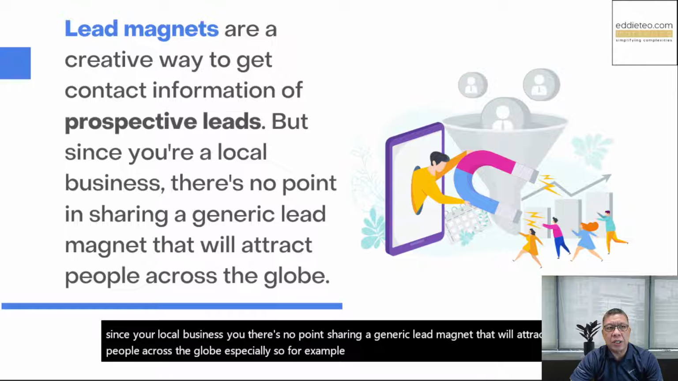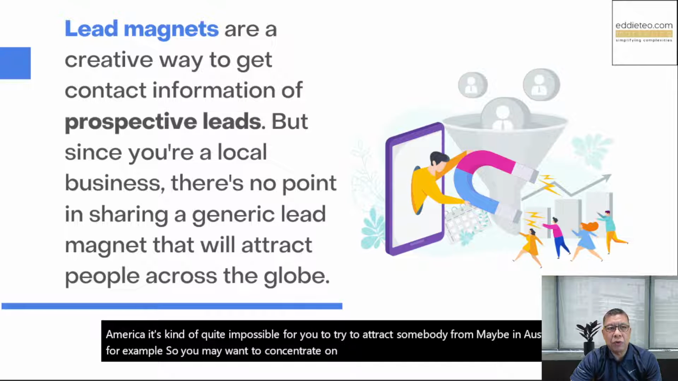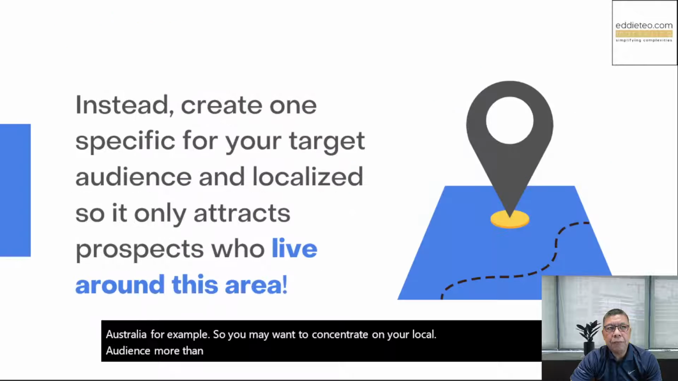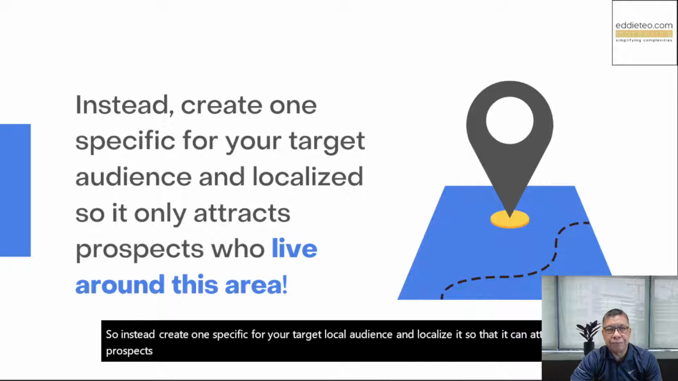Especially so, for example, if you're a restaurant in America, it's quite impossible for you to try to attract somebody from maybe Australia. So you may want to concentrate on your local audience more than a global audience. Instead, create one specific for your target local audience and localize it so that it can attract prospects who live around that region.